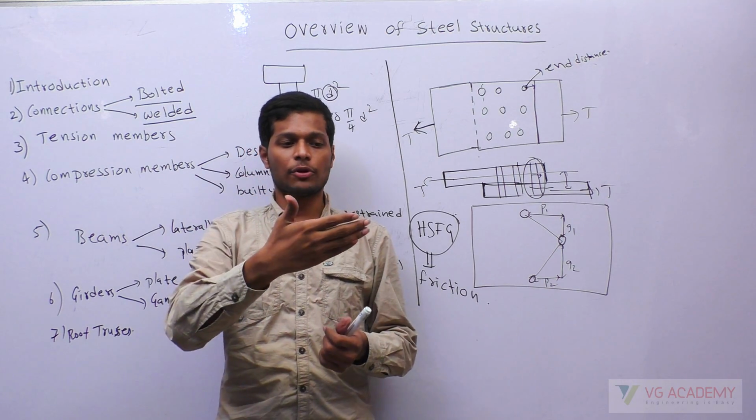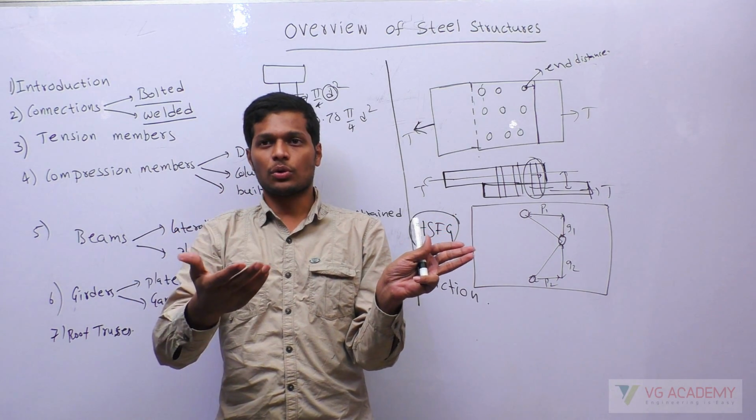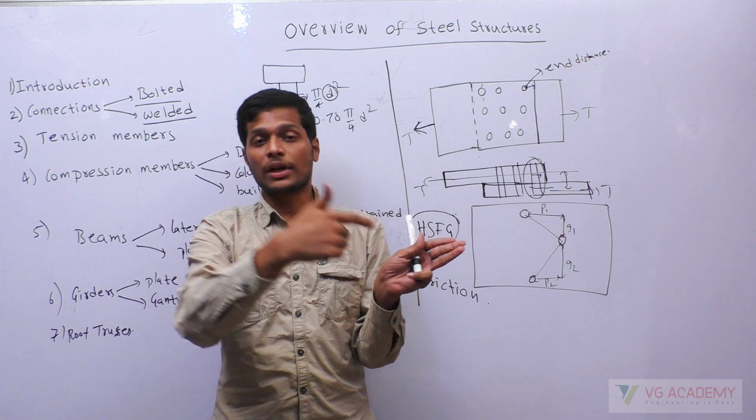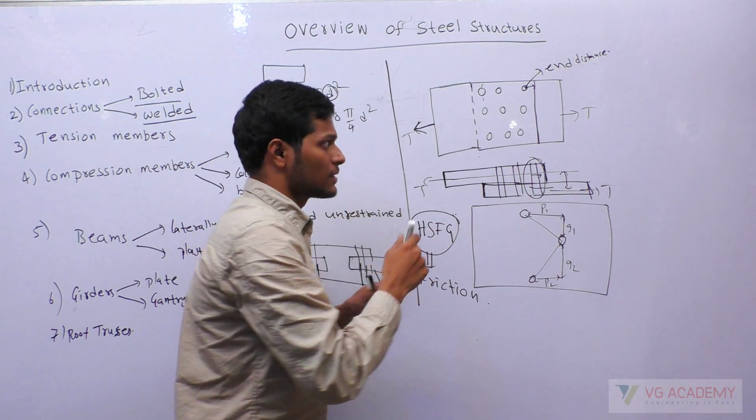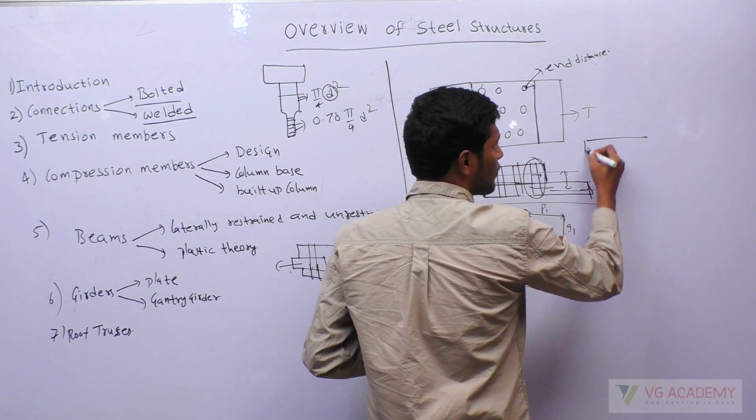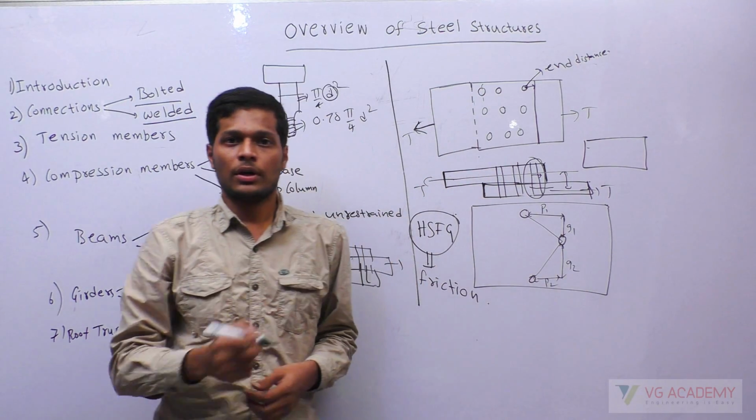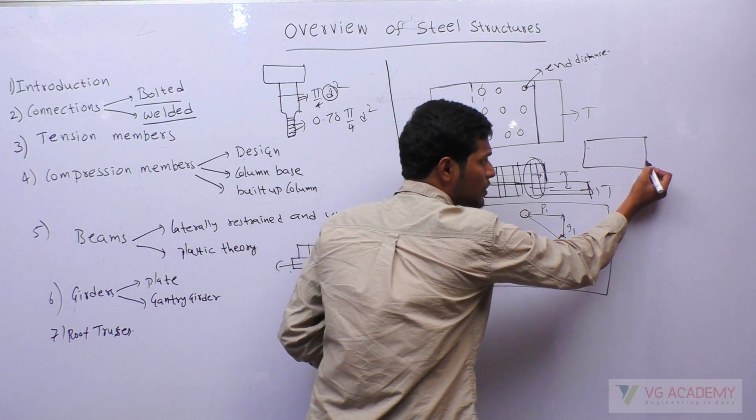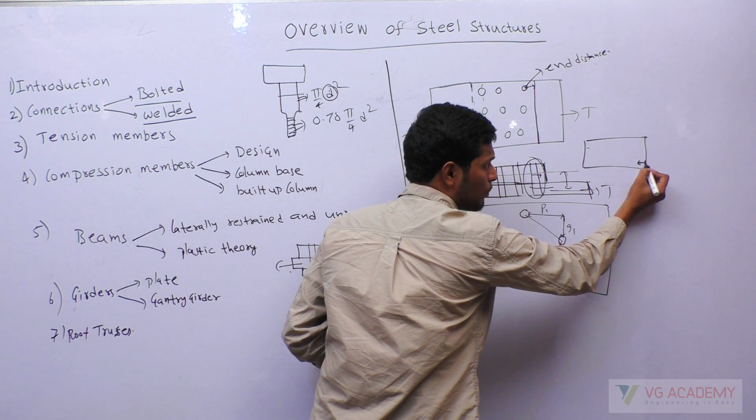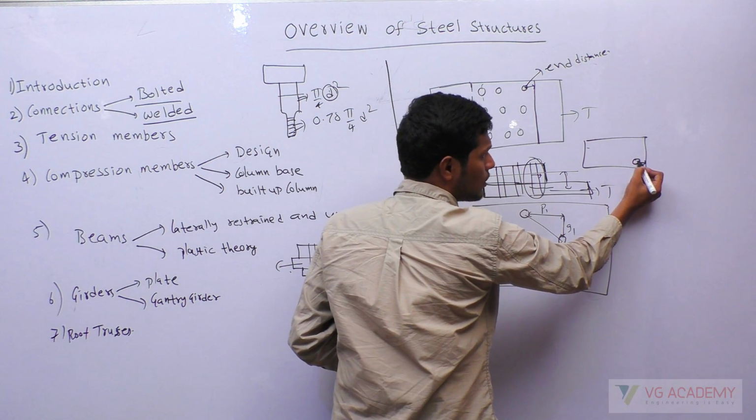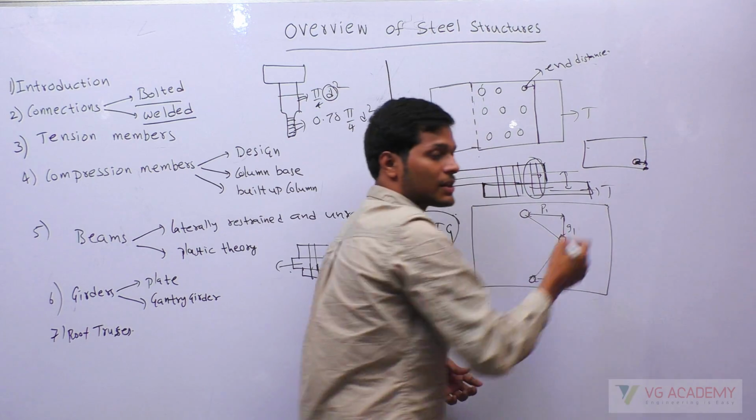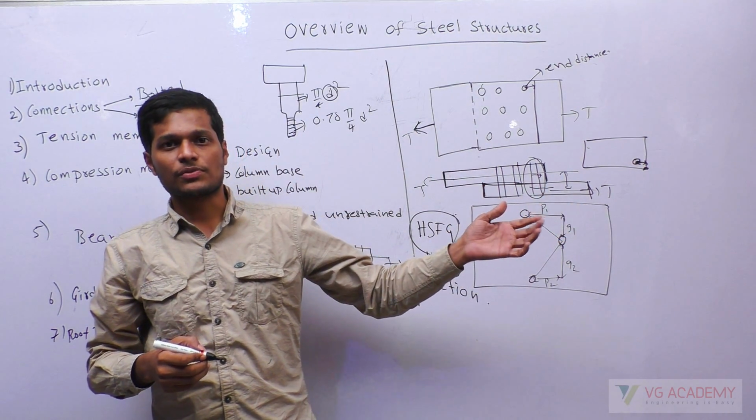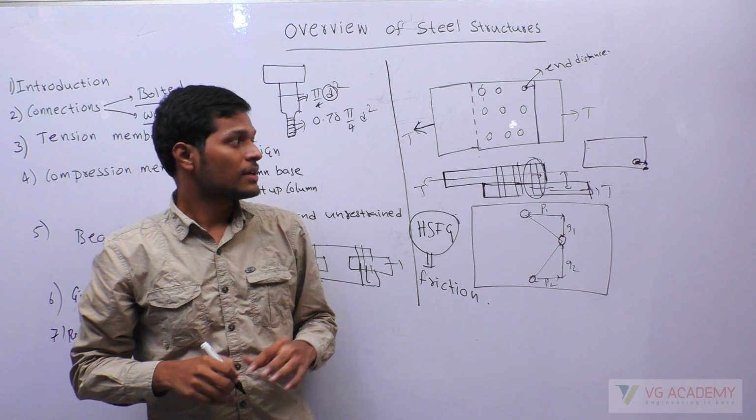Suppose if I give you a plate and ask you to insert a bolt, you will never insert a bolt at the end, right? Always you will try to place somewhere here, right? So this is called end distance. In the end, how much distance we have, that is called end distance.